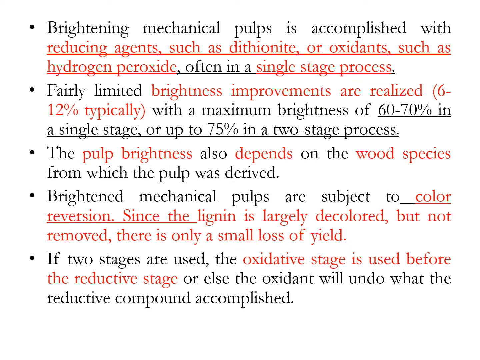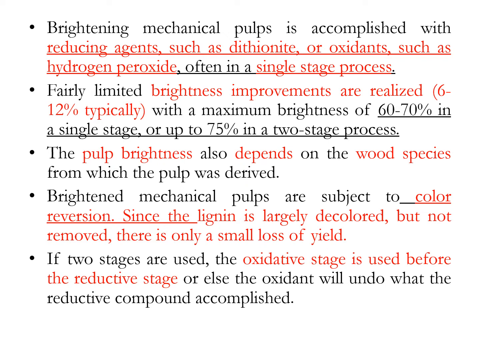Now this brightening is accomplished by reducing agents such as dithionite or oxidants such as hydrogen peroxide, often in a single stage, but it can be a two-stage process also. Okay, brightness improvement realized is 6 to 12% typically. Maximum brightness you can achieve is 60 to 70% in single stage and 75% in case of two-stage process. Pulp brightness does not only depend on the process by which you are doing the bleaching, it also depends on the wood species too, which kind of wood you are working with.